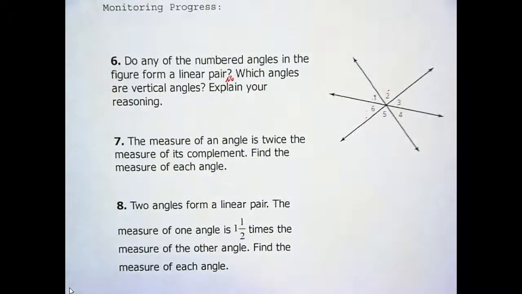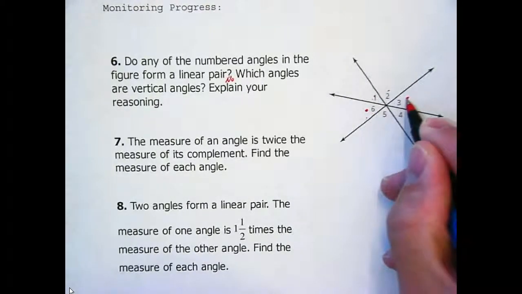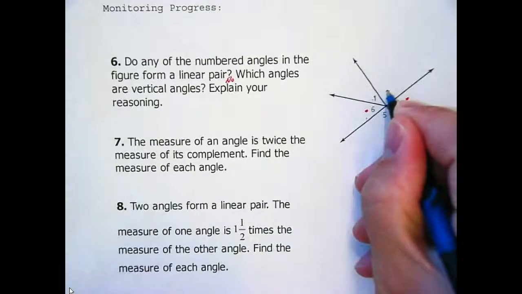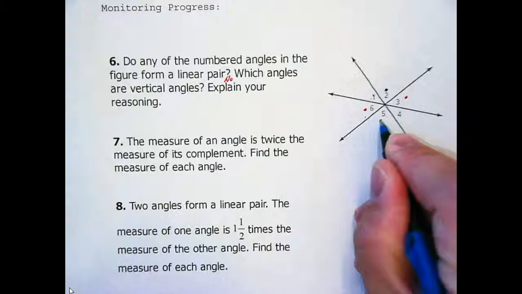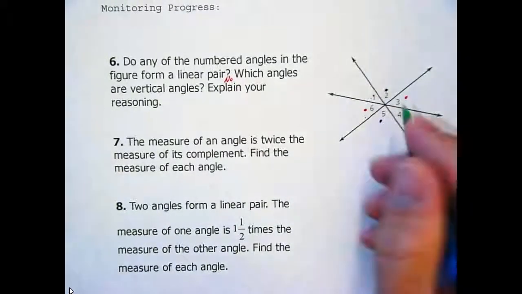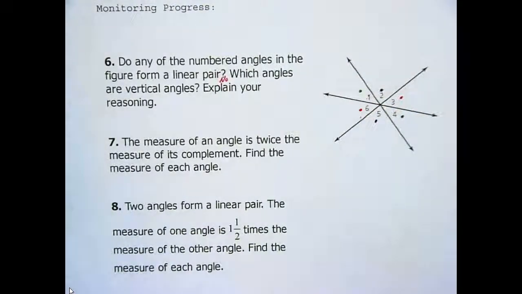Which angles are vertical? There are a lot of vertical angles, right? So, for instance, 6 and 3. Those are vertical. Okay, or 2 and 5. Another pair of vertical? 1 and 4. Those are all vertical. Vertical angles are congruent.